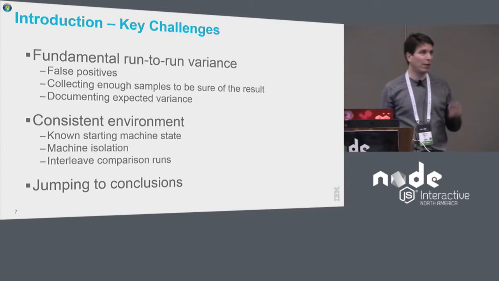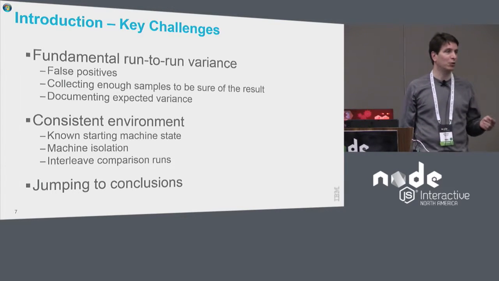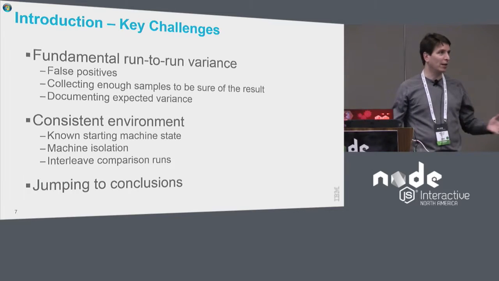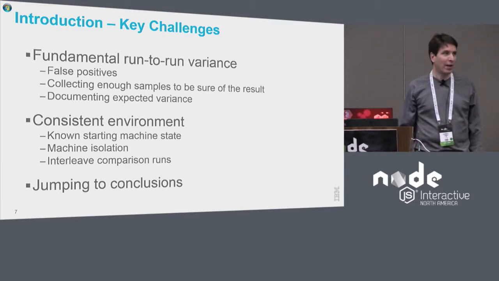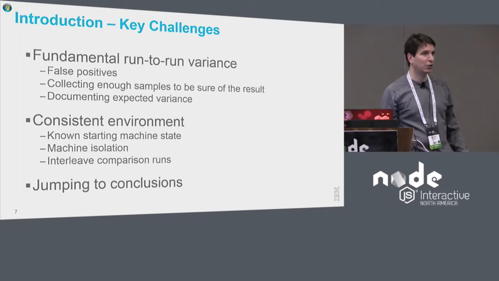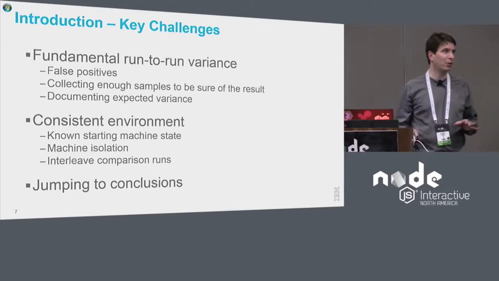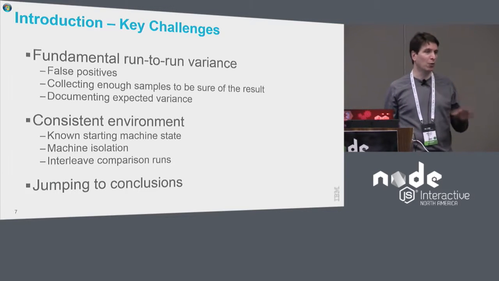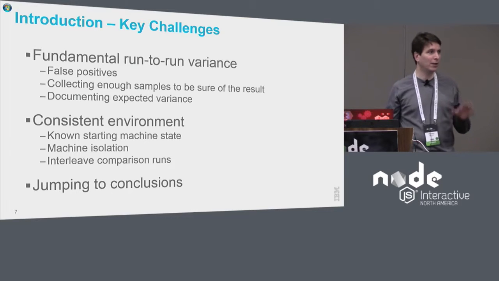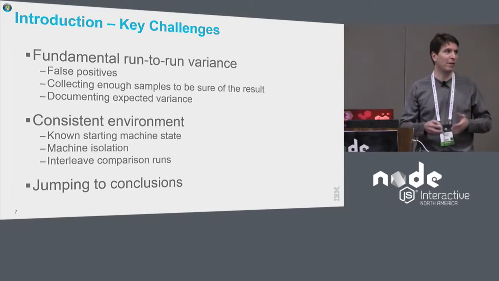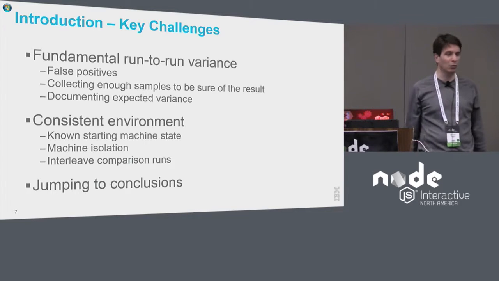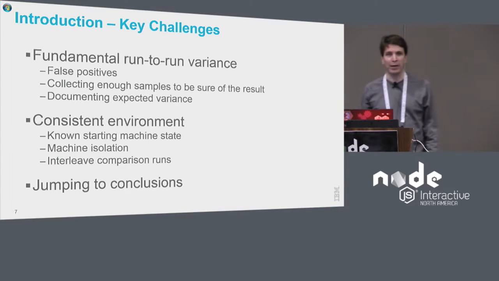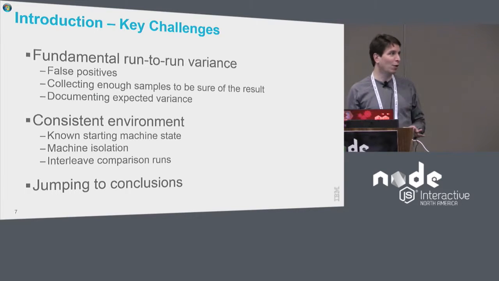And that leads to making sure that you know the machine state when you start your run, and making sure the machines are isolated, not sharing networks. Often a technique used to address that is to interleave runs, where if you're going to compare 2 different versions, you'll do a run on one, then a run on the other, and back and forth. That lets you minimize changes that might be happening outside of your application runs as much as possible. And the key challenge I find is to avoid jumping to conclusions.